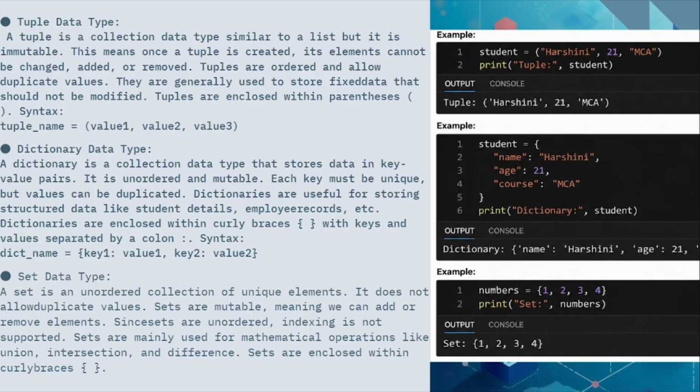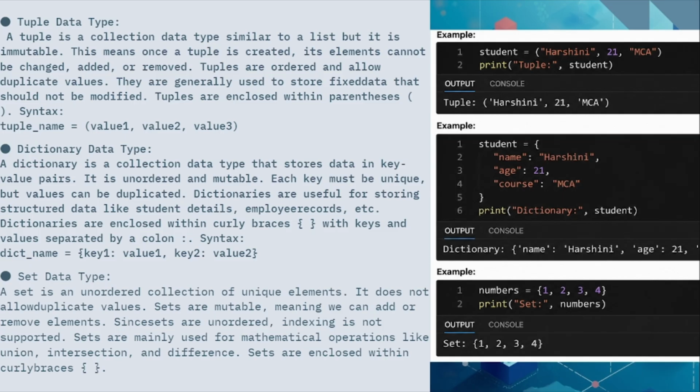Next, the set data type. A set is an unordered collection of unique elements. In tuple, list, and dictionary you can store duplicate elements, but in set it stores only unique elements. If you even add a duplicate element, it will remove the duplicate element. It does not allow duplicate values. Sets are mutable, meaning we can add or remove elements. We can use the add function to add, and we can use the remove function to remove any numbers from the set.